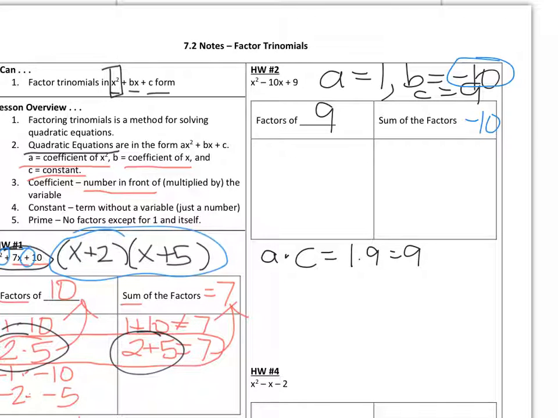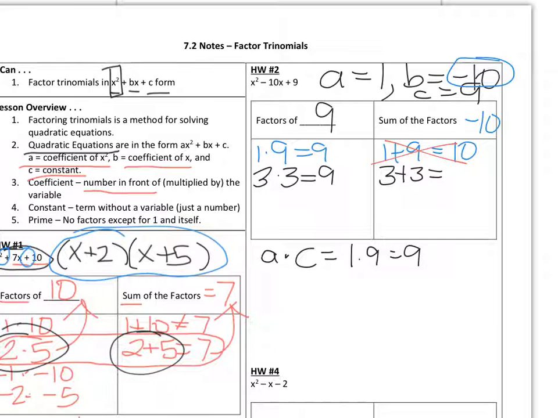So I always start by writing down multiplication problems that would equal positive 9. So 1 times 9 is the easiest. But when I add 1 and 9, it doesn't equal negative 10. It equals positive 10. So that one's not going to work. 3 times 3 is the other one. That's 9. But 3 plus 3 is 6, and that's not going to work.